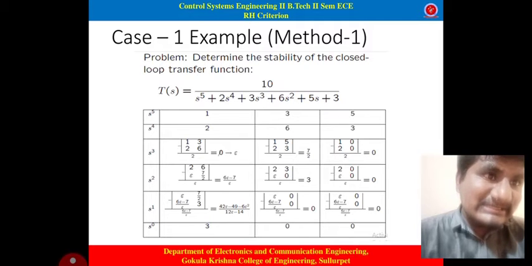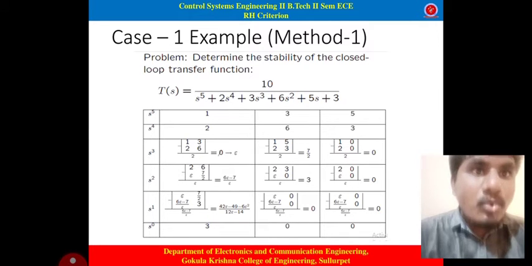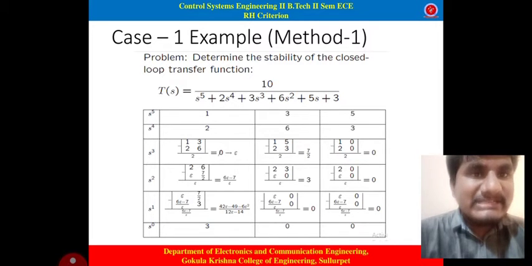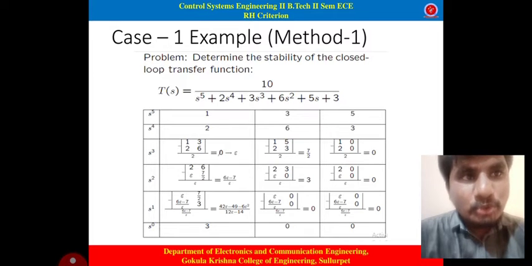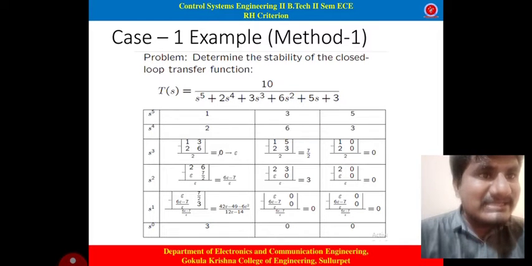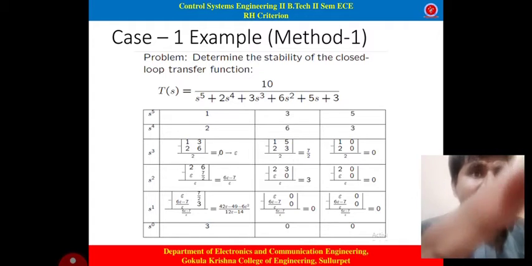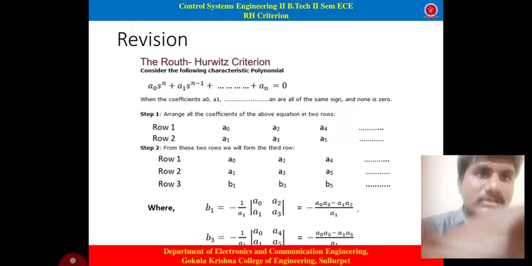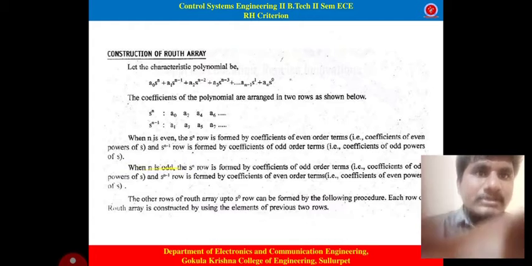Similarly, for the next term, it is 1, 0, and after 5 there is nothing, so we write 0. Similarly, in the s power 4 row, 2, and after 3 there is nothing, so we write 0. So 1, 0, 2, 0, the determinant of that divided by minus 2. This is how to fill the Routh table. So let's go back to the regular discussion.